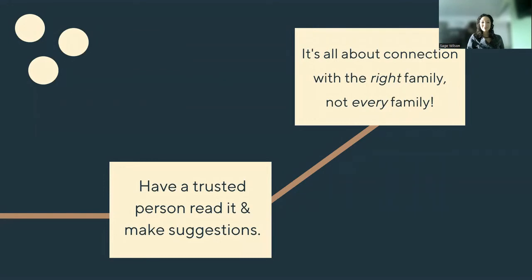Fourth, have a trusted person read it and make suggestions. This is a little different than spell check. Your trusted person can offer suggestions that have to do with spelling and grammar as well, of course, but they also can say, hey, you've run so many marathons. Why didn't you talk about that? Or, I know what you're trying to say here, but it doesn't come across that way. Something like that. You want to have someone who knows you and who you trust read it and give you their honest opinion.